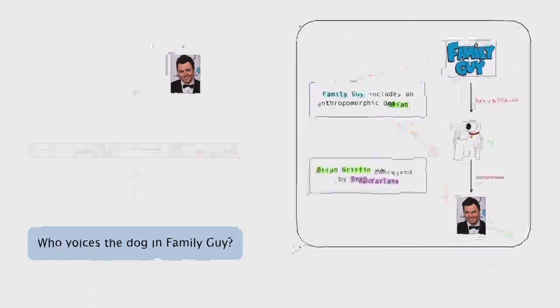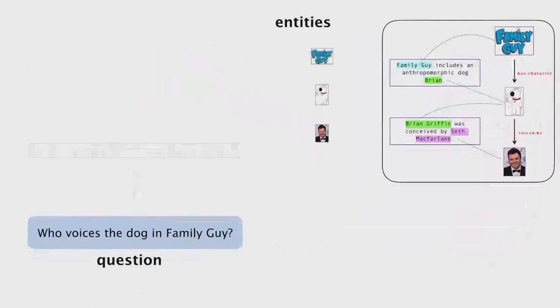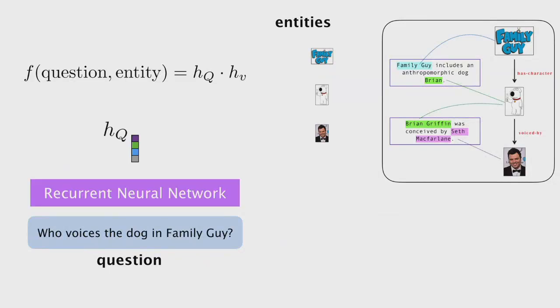So again, to do this task, I'm going to use an approach which is very similar to the approach I described for extracting answers from text. I'm once again going to define a scoring function between my question and each of the entities in my knowledge base. And again, the question representation is going to come from a recurrent neural network.